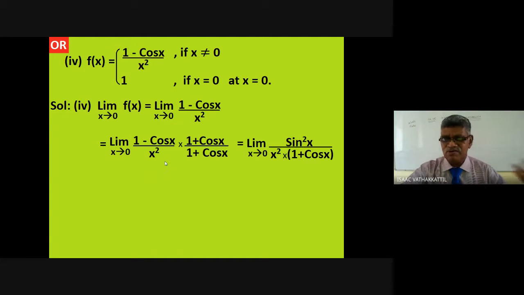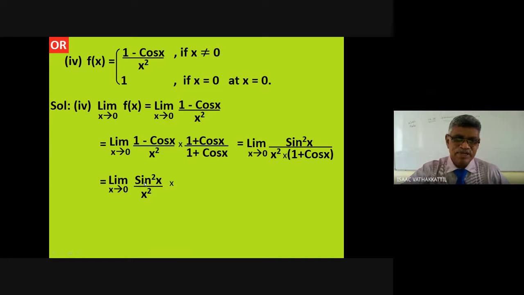I have directly written here, masters of trigonometry, no problem: (1 minus cos x) into (1 plus cos x) is 1 minus cos squared x, which I have directly written as sin squared x. And the denominator is x squared into (1 plus cos x). I am going to separate this into two limits. One limit is the limit as x tends to 0 of sin squared x upon x squared, which is (sin x upon x) whole squared, into the limit as x tends to 0 of 1 by (1 plus cos x).